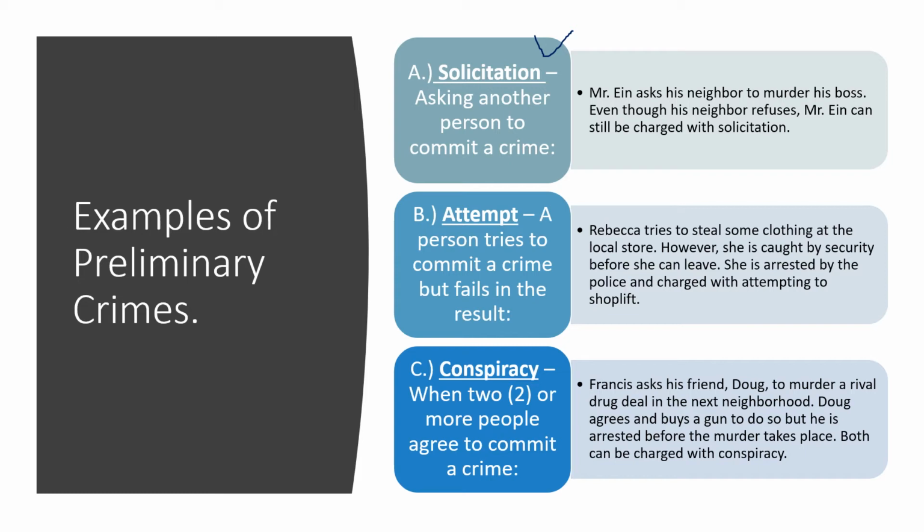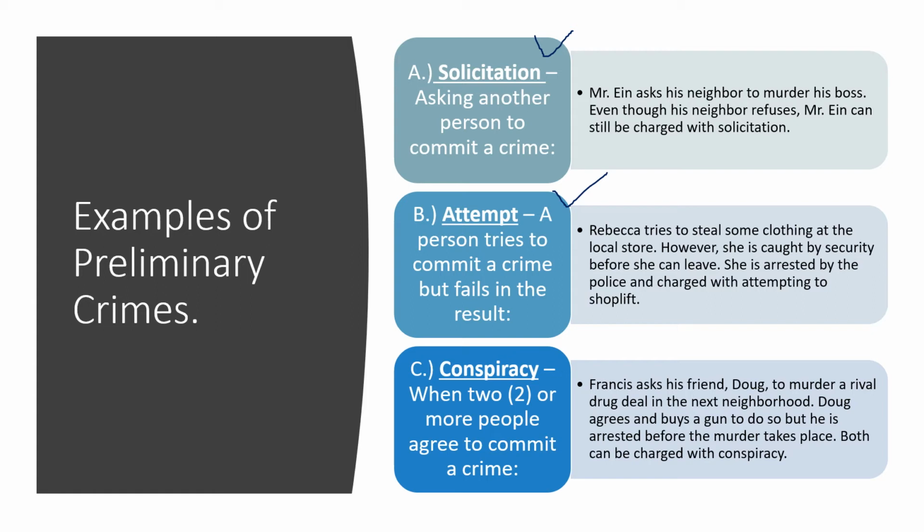Even though the crime never happens, his neighbor goes to the police, says, hey, my neighbor, Mr. Ein, asked me to kill his boss. That's a crime. That's solicitation. You are asking someone to commit a crime, okay? Letter B here, attempt. A person tries to commit a crime but fails in the result.